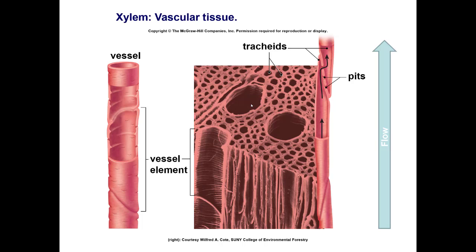What's interesting is that at maturity, these cells are dead. So it's almost like a straw, and the plant draws water up by releasing water through the stoma, or the stomata. The water gets slurped up almost like a straw.